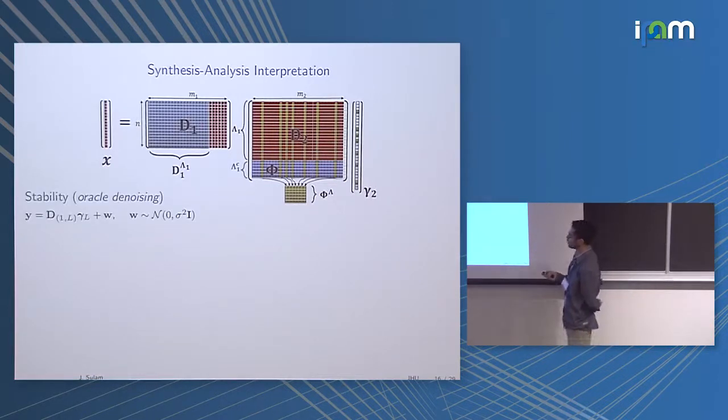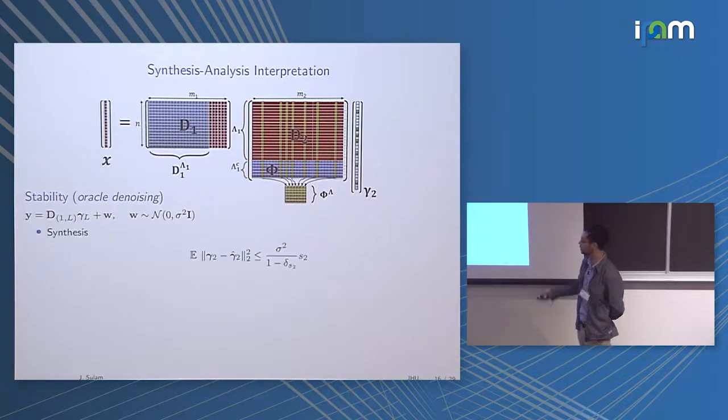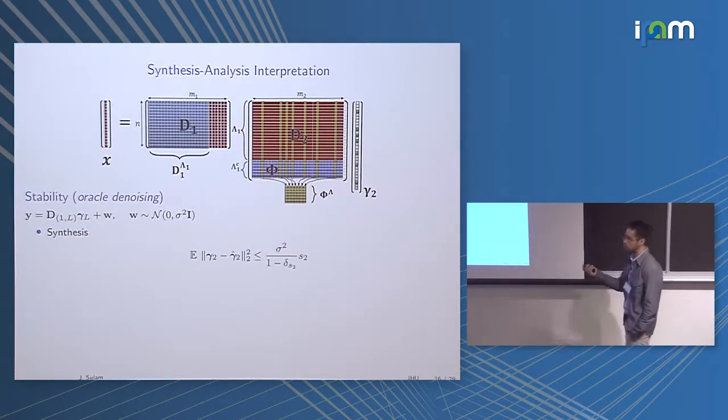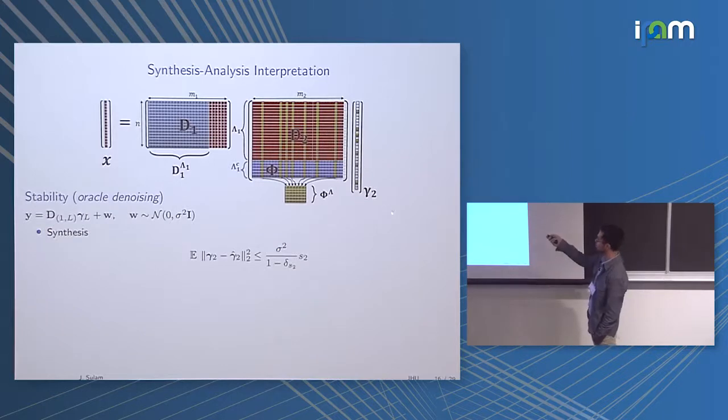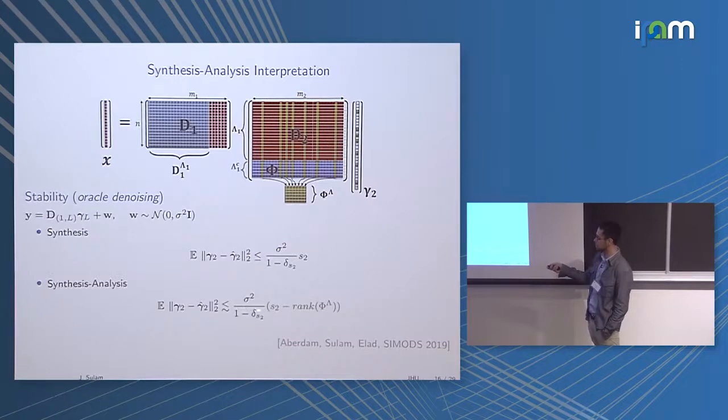And this is useful because, again, revisiting the example of denoising that we did before, if you are to denoise your signal and try to find gamma L, if you ignore the fact that there are zeros here, then the bound becomes what we saw before, right? So S2, which is the cardinality of gamma 2, times the variance of the noise. But if you exploit the observation that gamma 2 should also generate zeros here, then these bounds can be essentially improved by a factor of the rank of this little matrix here.